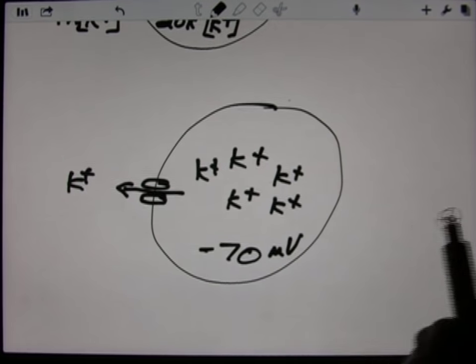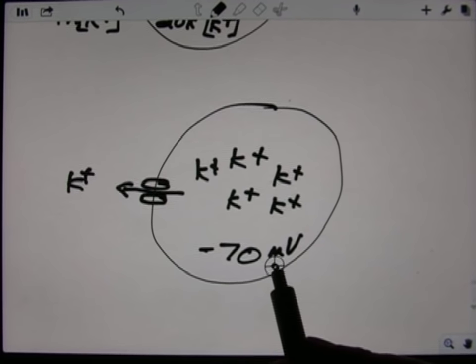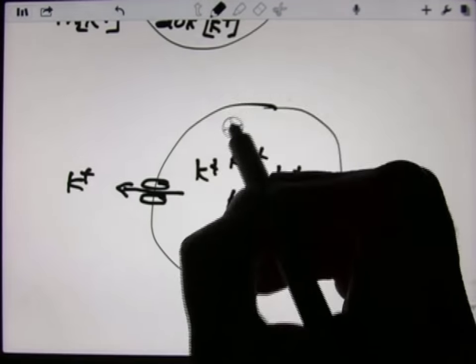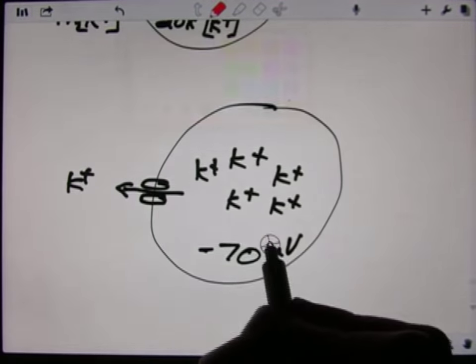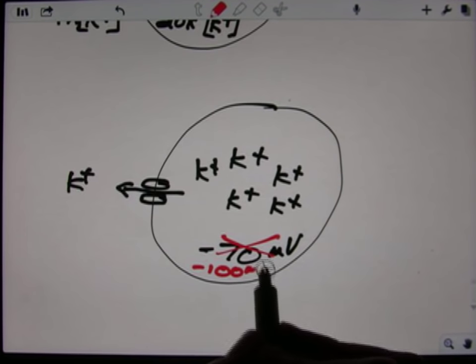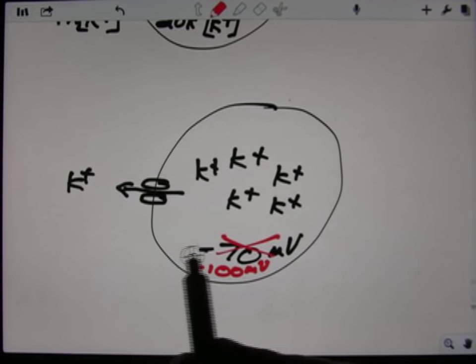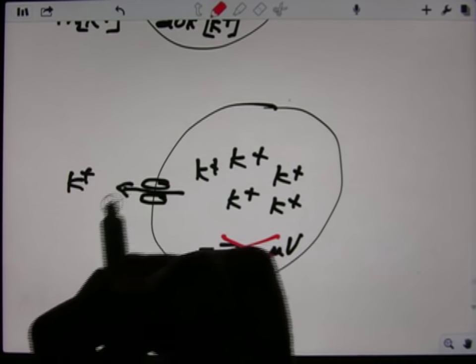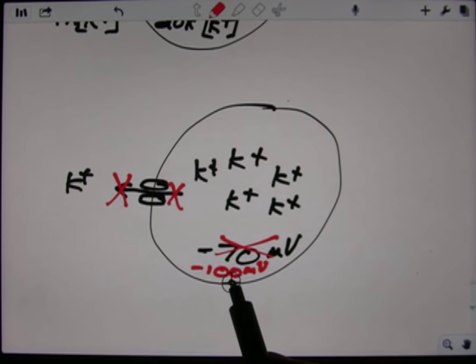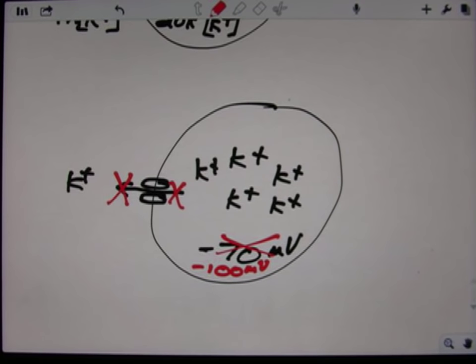Okay. That's a Donnan equilibrium. And you can think of any ion as potentially being in a Donnan equilibrium. So in this case, we'd have potassium leaving until we got down to minus 100. Notice that as potassium are leaving, we have positive charges leaving, the inside should get more negative. And at minus 100, we'd have no net movement. The channel's still open, but there's no net movement. That's a Donnan equilibrium.